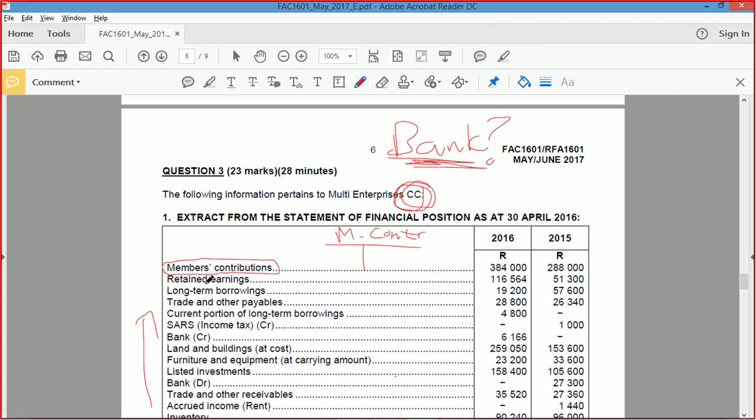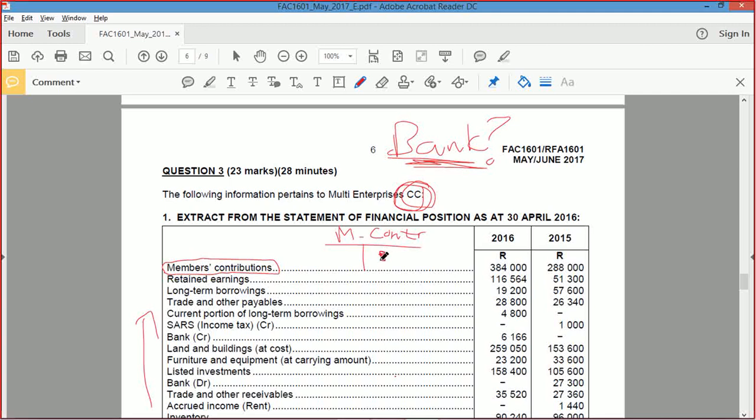A liability. No, members' contribution isn't an obligation. How is this an obligation? It's an asset. It's not an asset. There's no resource controlled here. If the member contributes something to the business, who's the member? The owner. Yeah. If the owner's contributing to the business, what is that? It's capital. Capital is money contributed by the owner to the business. Okay, so capital would have a credit balance, right?